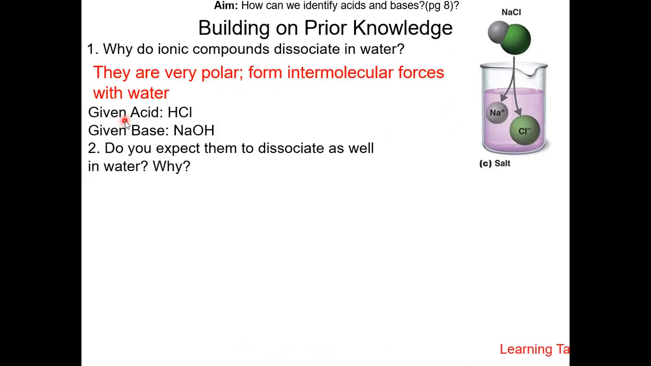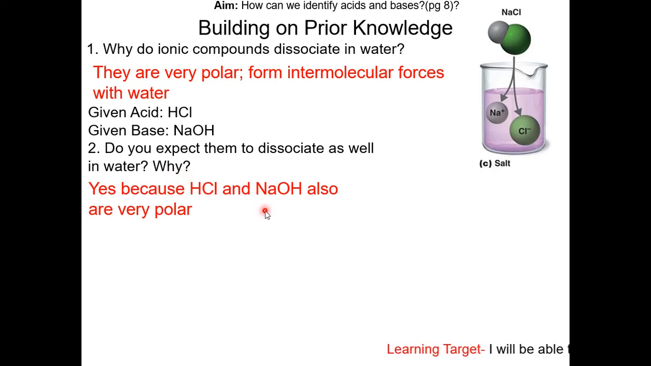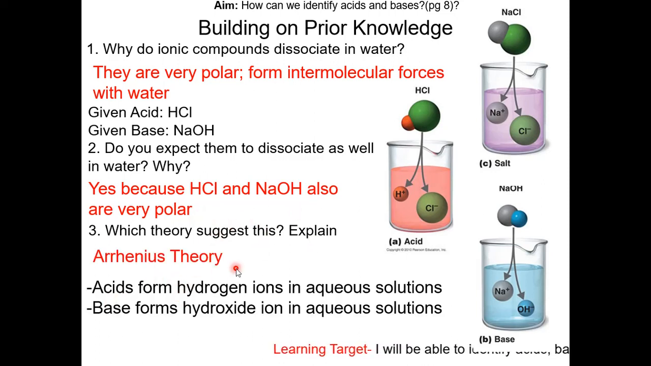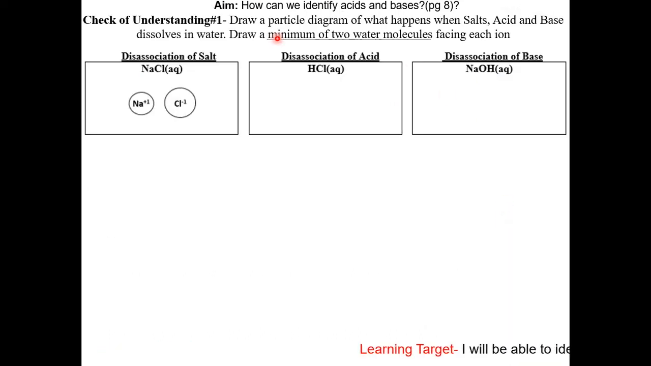If we are given an acid and a base, do you expect them to dissociate as well in water? The answer is yes, because they're also considered very polar molecules. Which theory suggests this? Arrhenius theory. So acids form hydrogen ions in aqueous solutions, while bases form hydroxide ions in aqueous solutions. So both acids and bases dissociate in water, forming the respective ions. On the Regents exam, you must be able to draw a particle diagram of what happens when a salt, acid, or base dissolves in water.